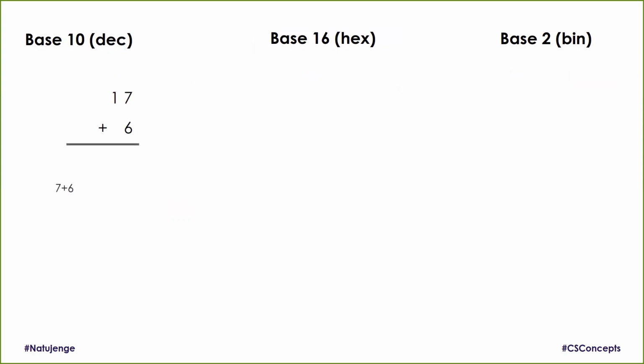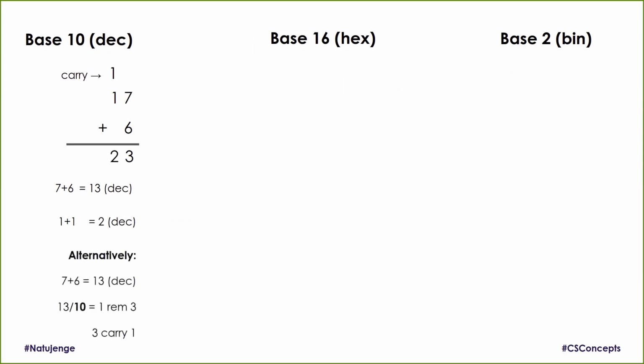So we'll look at 17 plus 6. We already know how to do that in decimal. So we take 7 plus 6, becomes 13. 13, we represent 3 there, and we carry 1. Once we carry 1, 1 plus 1 becomes 2, and we represent it as 2.